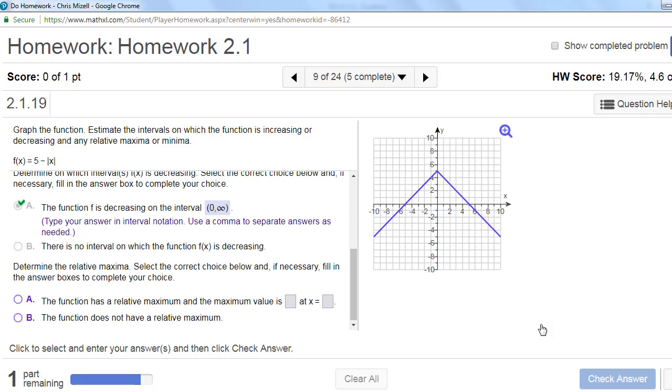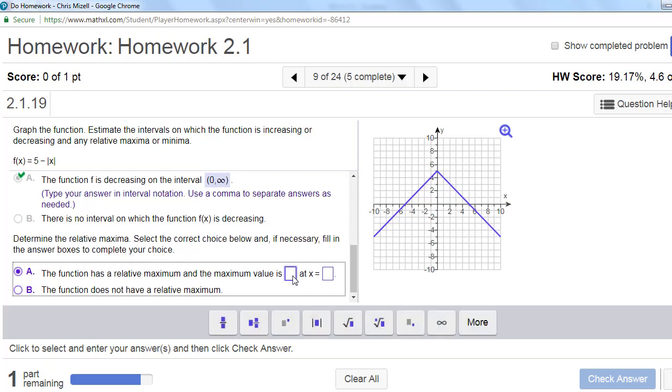So we want to determine the relative maxima. Select the correct choice below, and if necessary, fill in the answer box to complete your choice. It does have a relative maximum, and the maximum value is the y coordinate of the highest point. The highest point is (0, 5). The y coordinate of that point is 5. The x coordinate of that point is 0. So it has a maximum value of 5 at x equals 0.